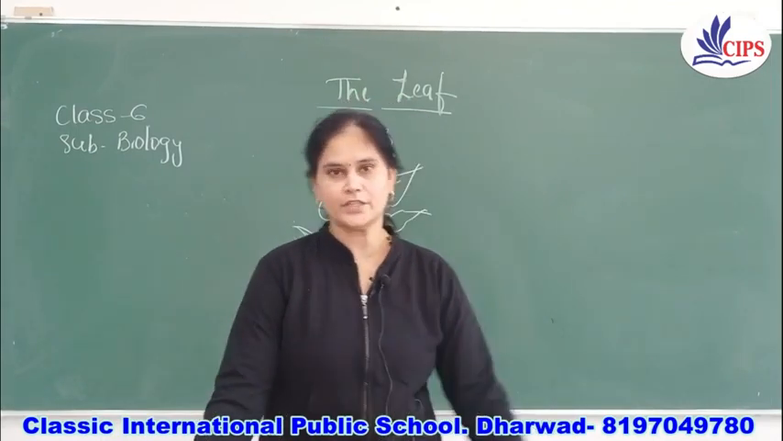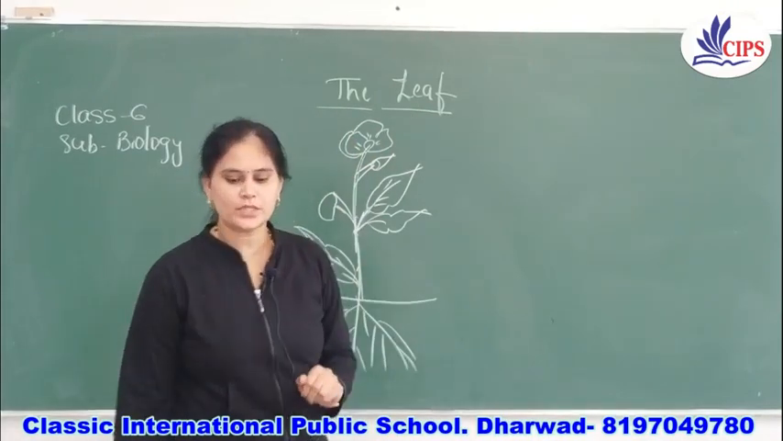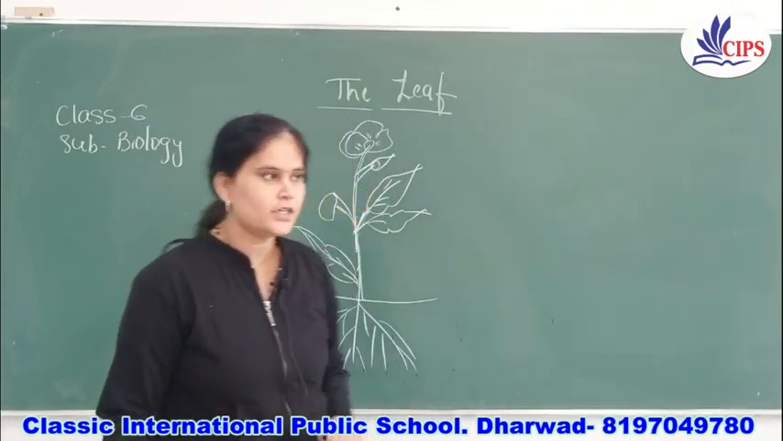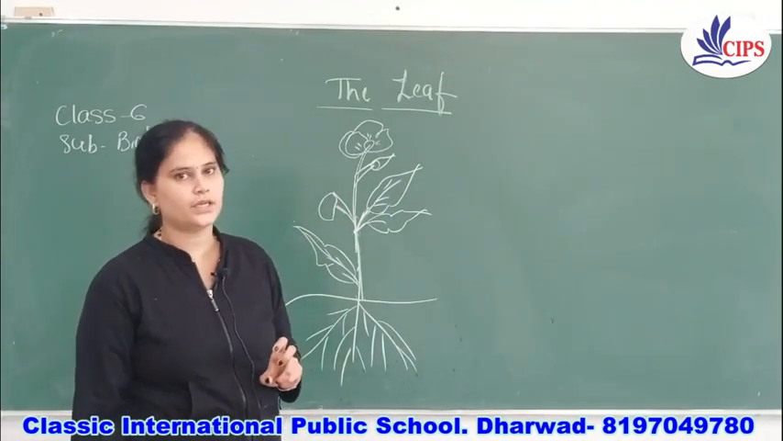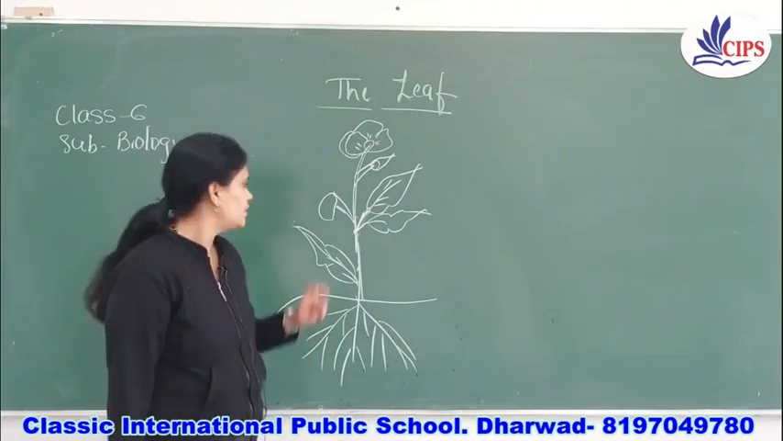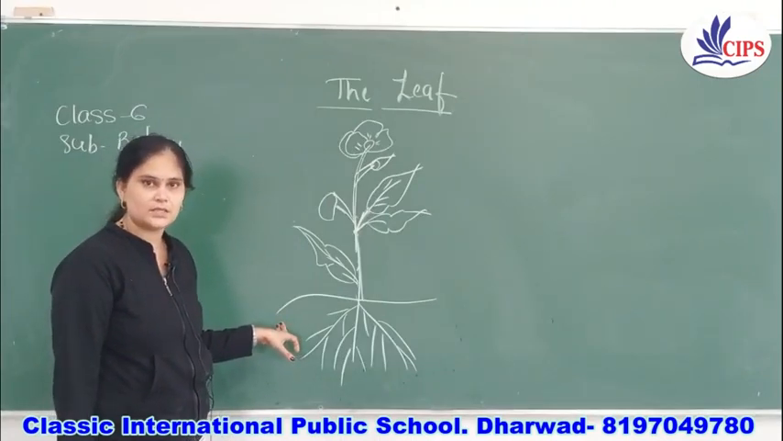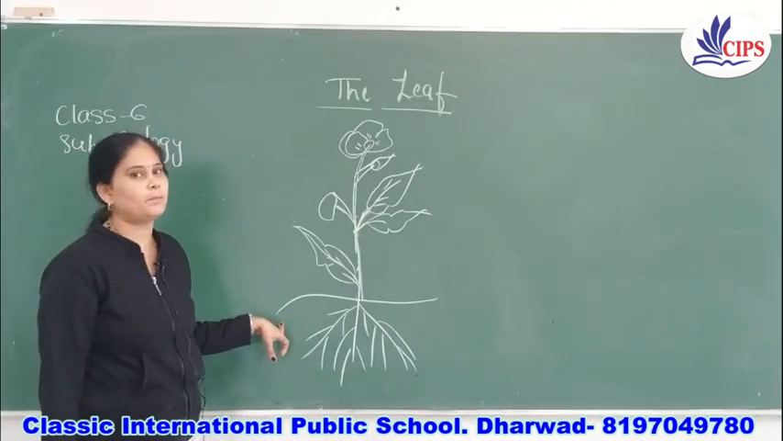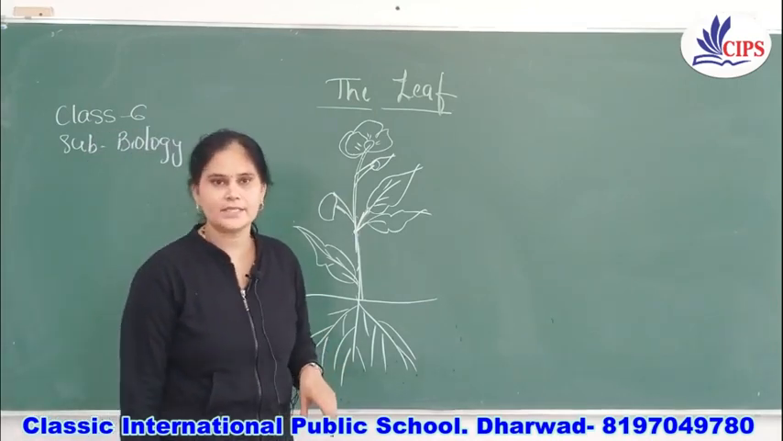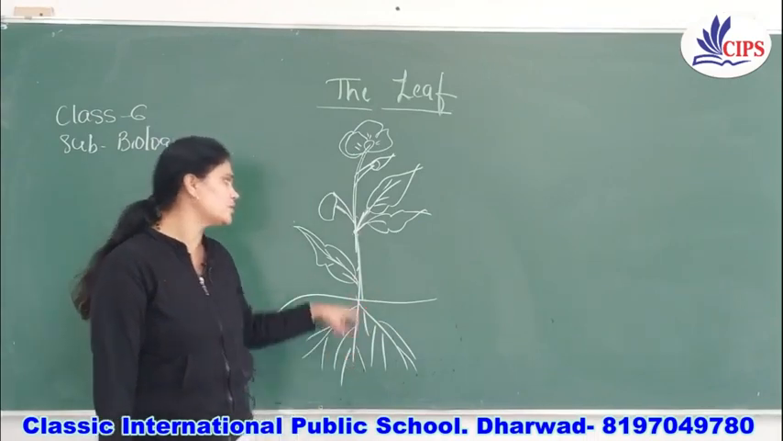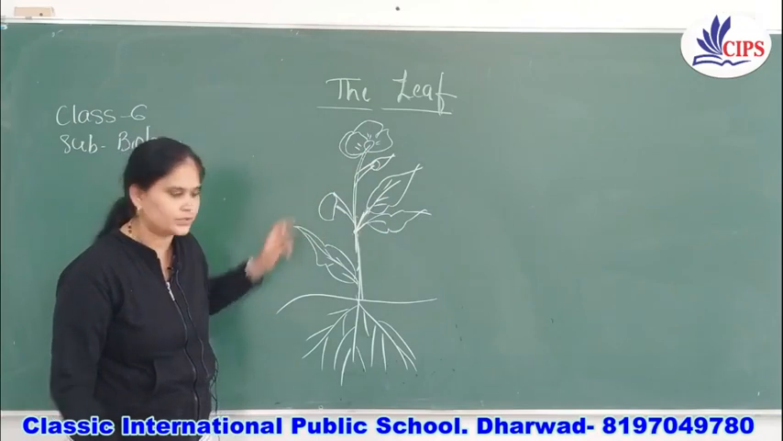Today we'll start the first lesson of your syllabus, leaf. Before studying the leaf in detail, let us have a quick recap of what you have learned in your lower classes. This is a plant, right? In your lower classes, you have studied the parts of a plant. Can anybody tell what the parts of the plant are? Yes, those are roots, stem, leaf, flower and fruit, right?